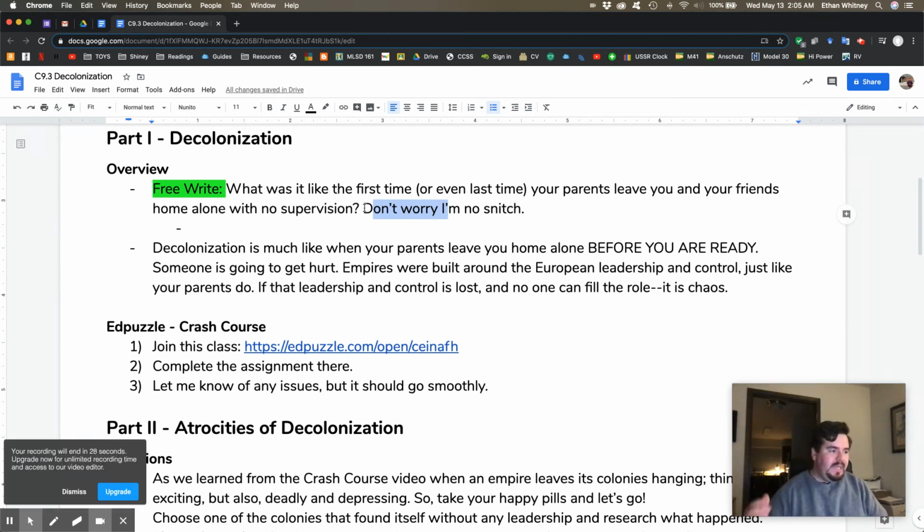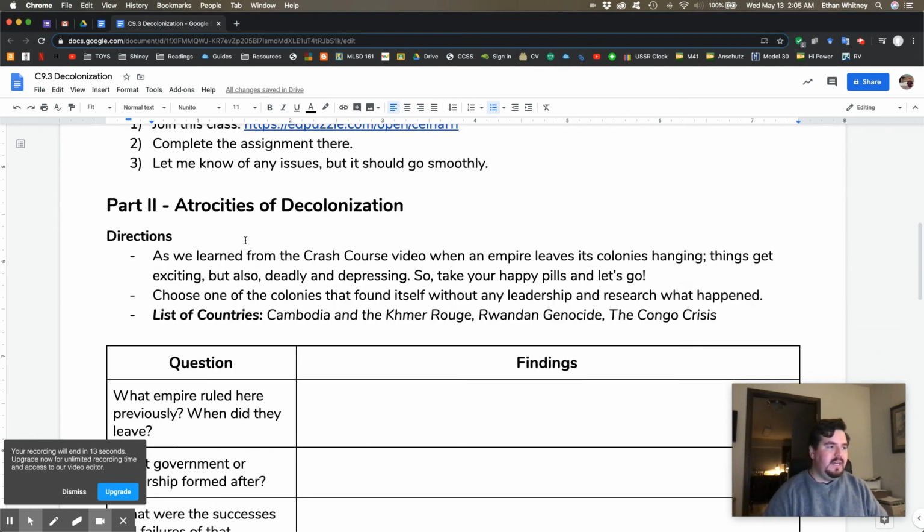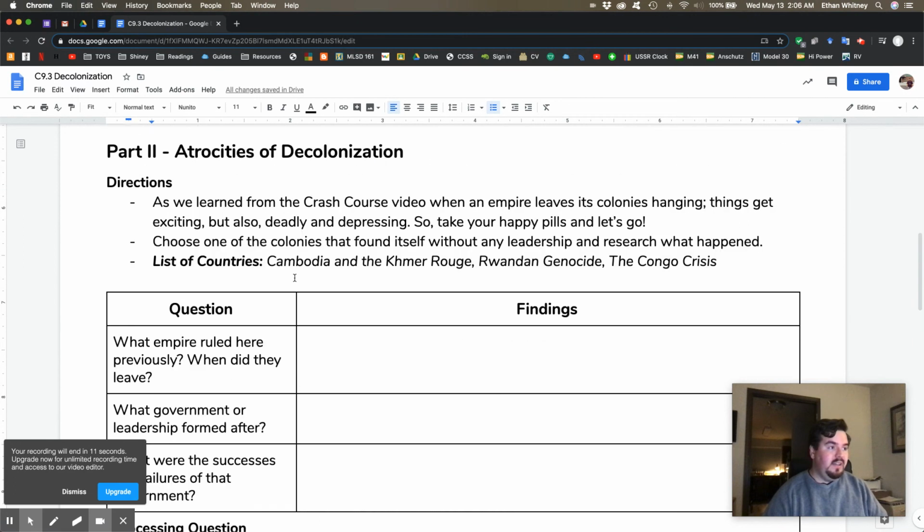And then basically take that idea, take all that disaster that you can think of being left alone in your house for the first time. And that chaos is basically going to be equivalent to what it's like during decolonization. And unfortunately, hope you took your happy pills. This assignment right here is going to be all about that chaos.